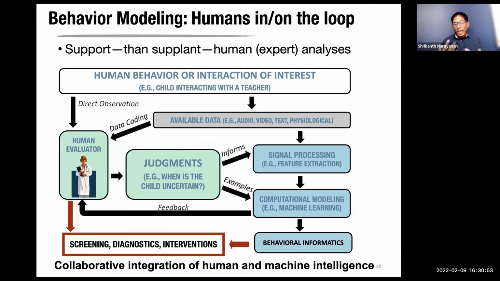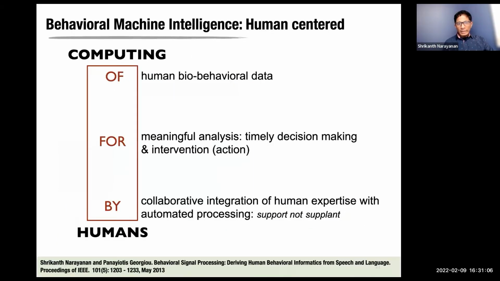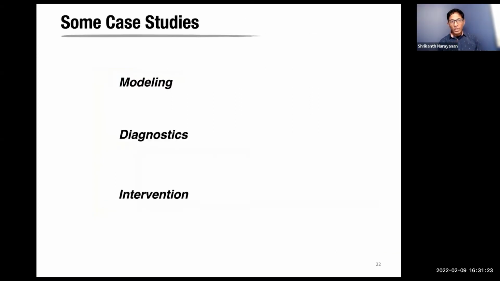So this collaborative integration of human and machine intelligence is an exciting area, and I think formalizing and systematizing some of these methods can come from very specific use cases. So, a summary of what this behavioral machine intelligence arena is: computing with human data to support meaningful analysis, through hopefully the collaborative integration of human expertise with automated processing. And in the next few minutes, I will use a few case studies to illustrate some of these methodologies.